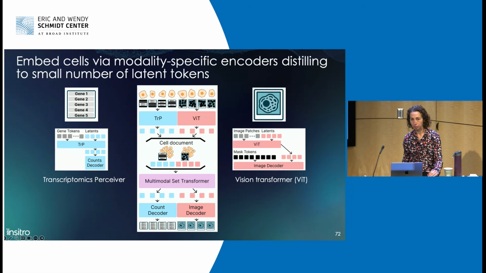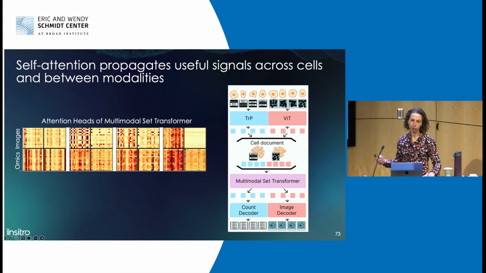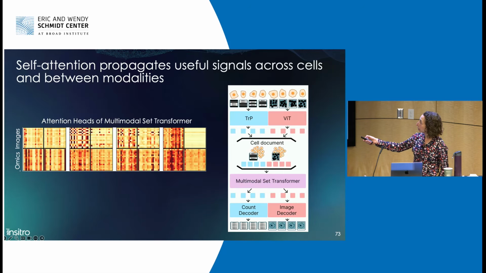So to address this, what we do is very aggressive token resampling. So we consider these modality-specific encodings of our imaging and omics data, and then we distill each to a small set of latent tokens. On the imaging side, we're using a vision transformer, on the omics side, the Perceiver network, and then we use a multimodal set transformer to provide critical cross-modal attention. And we're visualizing a couple of these attention heads for a real data analysis that I'll describe in a moment. But you can see the significant cross-modal attention in these off-diagonal blocks.